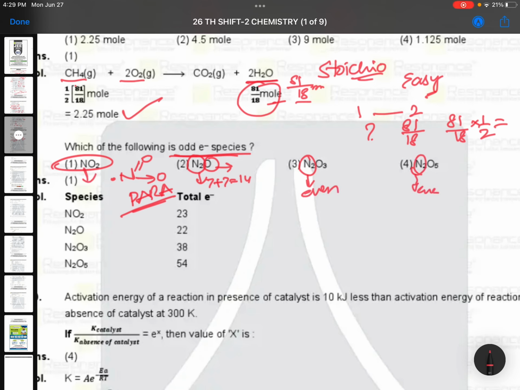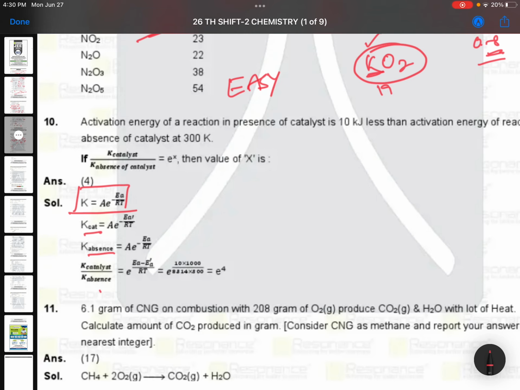Activation energy of a reaction in the presence of a catalyst is 10 kilojoules less than the activation energy in the absence of catalyst. So K is equal to A e to the power of minus Ea by RT, the Arrhenius equation. With the catalyst, without catalyst, the ratio is taken here and you get your answer e to the power of 4. This is moderate, or you can say a little hard only for students who are weak in physical chemistry. But if we apply logic, 10 kilojoules means 10,000 joules, which is 10 to the power of 4, and the answer is 4. If it is 100 kilojoules, 100 into 1000 joules, so 10 to the power of 5, your answer will be 5. Shortcut.